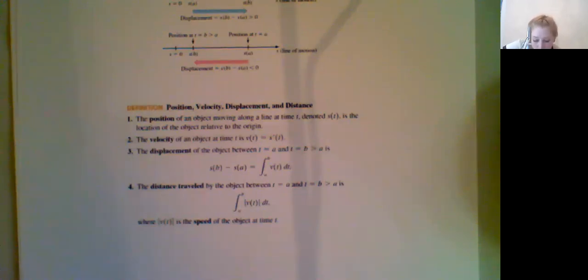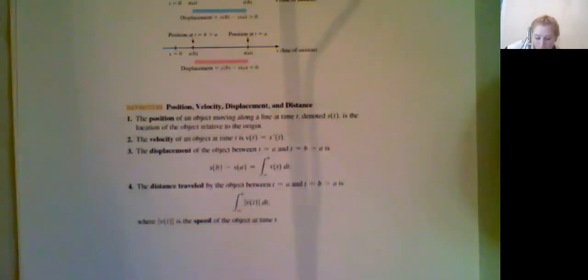So as you remember, the derivative of your position function is your velocity, and the absolute value of your velocity is your speed. The displacement is how far you travel from the starting point to the ending point. So we use the position at the ending point minus the position at the starting point to figure that part out, okay? So let's go ahead and do a real example.